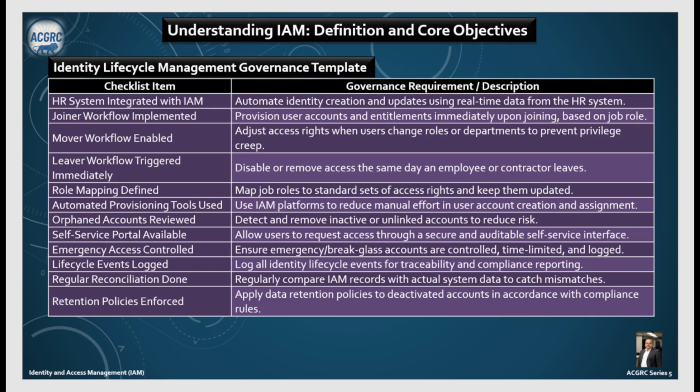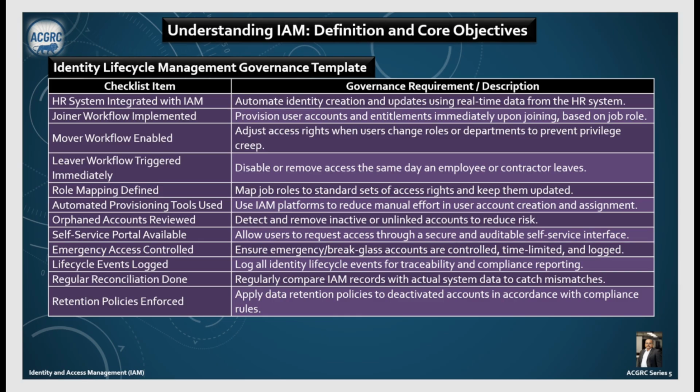Disabling or removing the access the same day an employee or contractor leaves. This is one of the checklist items that needs to be put in place. Map the job roles to a standard set of access rights. Use an IAM platform to reduce manual effort. Detect and remove inactive or unlinked accounts to reduce the risk. Allow users to request access through a secure and auditable self-service interface. Do note, this is your governance template. These are the things against which you will ensure that you have a proper set of controls in place.